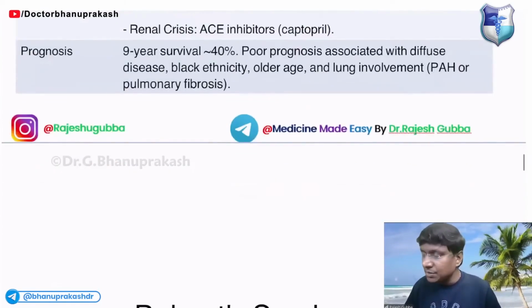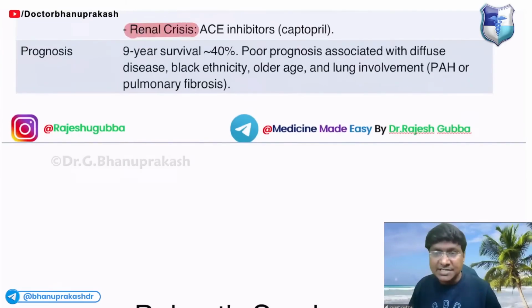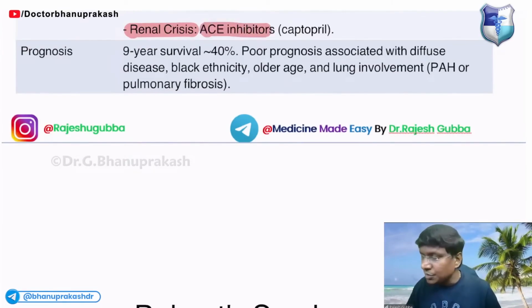Next, I am telling you about the renal crisis. Why is that? Due to renal artery stenosis. Whenever there is renal artery stenosis, there is activation of RAS. So for that, what should we give? You should give ACE inhibitors.